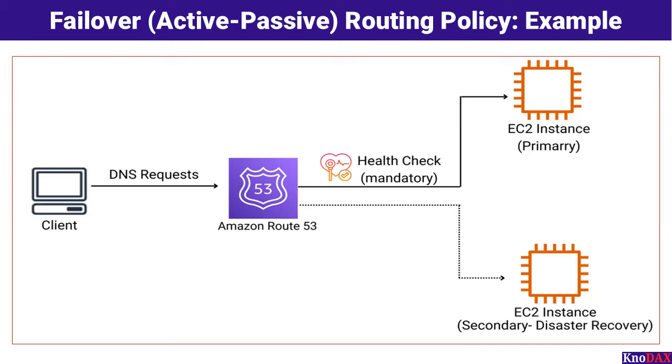However, if the health check detects that the primary resource is unavailable or unhealthy, the policy automatically redirects traffic to the secondary resource, which acts as the disaster recovery or backup instance. This ensures high availability by seamlessly shifting traffic to the backup resource when the primary instance fails, making the failover routing policy ideal for disaster recovery and critical applications. By leveraging health checks and active-passive failover, this policy provides a reliable and automated solution for managing application downtime.